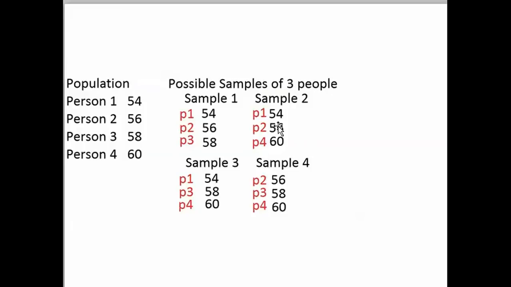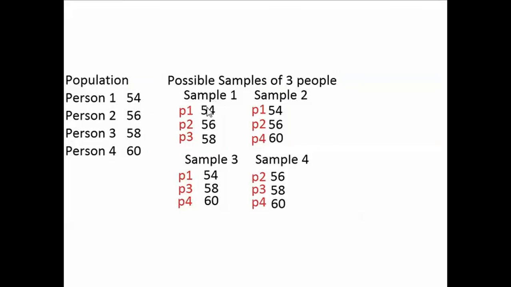These right here are the 4 possible samples of 3 people that could be chosen from the population. So if I randomly select 3 people from this population to be my sample, I'm going to end up getting one of these 4 possible samples. My actual sample will end up being one of these 4 possible samples.